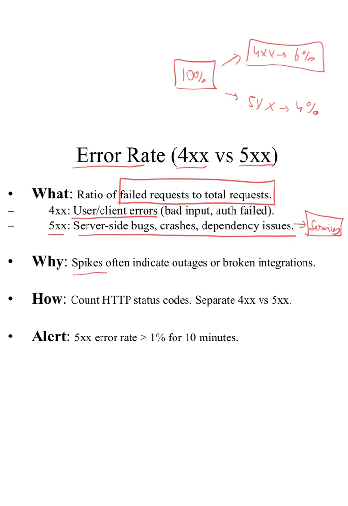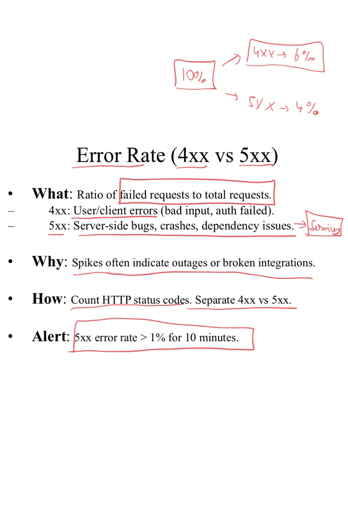Spikes often indicate that there is some outage or some integrations are broken, either at server side or client side. You can count the status codes and take a decision. You should separately show 4xx and 5xx. You can also set one alert that if your error rate is more than 1% for 10 minutes, that means you need to take one action and something is going wrong. Especially friends, after your deployment, you should check your 5xx errors. If they are increasing, that means there is something wrong with your new patch or new deployment, right?